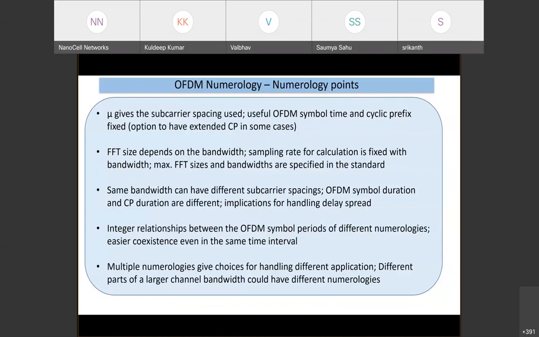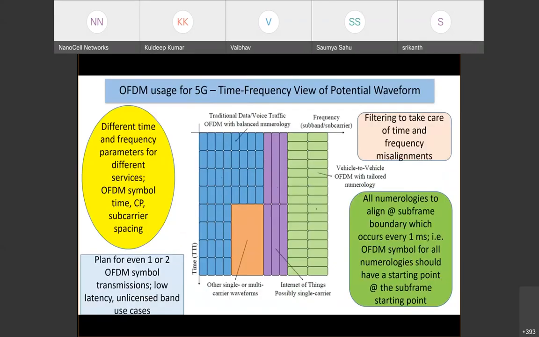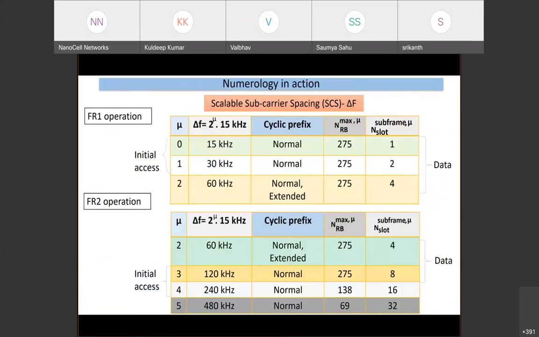Definitely today, the singular big use of the numerology is basically FR1, FR2. So in FR1, we are using one of this. In FR2, we are using one of this. Okay. Within FR1, are we using this intelligently, dynamically? We haven't seen large examples of that or within this. Okay.